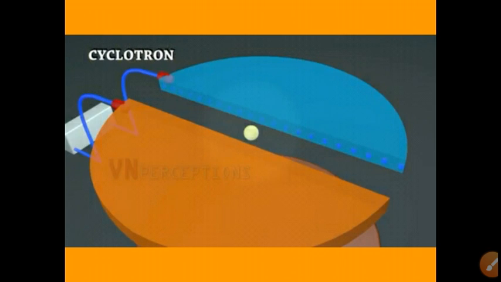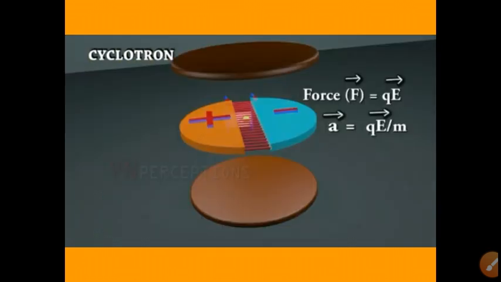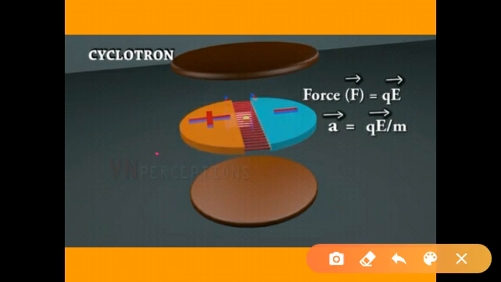First, keep the charged particle like this in the gap between the two Ds. When the oscillator is switched on, one D will get positive polarity, the second one will get negative polarity, and as a result an electric field is set up in this region between the two Ds. Electric field will be only in this region. There will be no electric field inside the Ds. Now the charged particle is in this electric field.